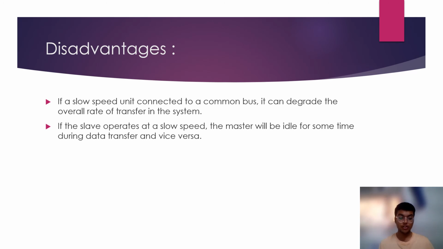Disadvantages. If a slow speed unit is connected to a common bus, it can degrade the overall rate of transfer in the system. If the slave operates at a slow speed, the master will idle for some time during data transfer and vice versa.